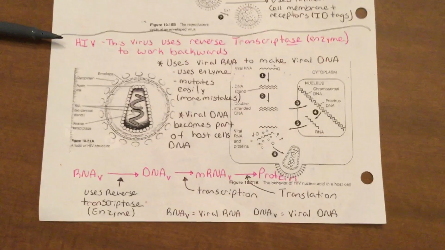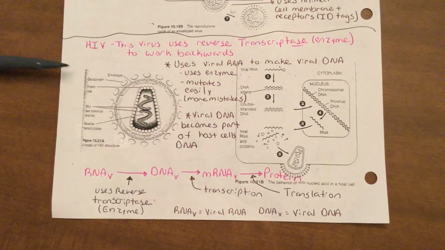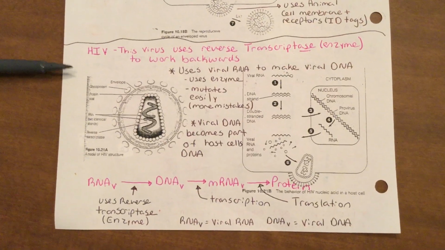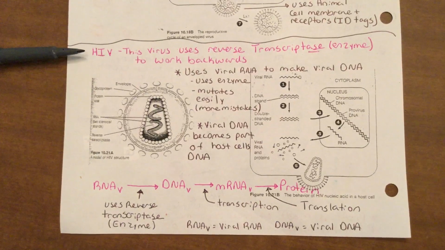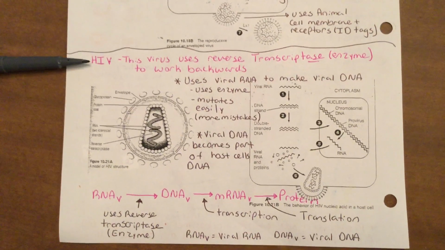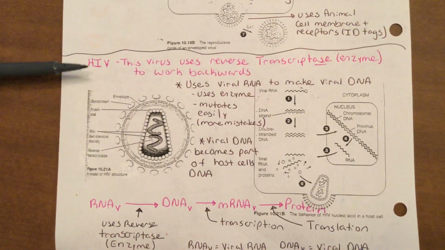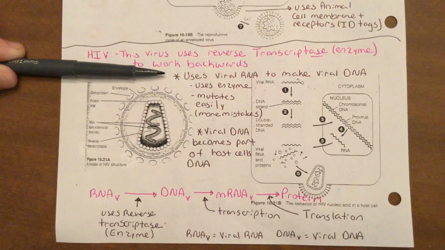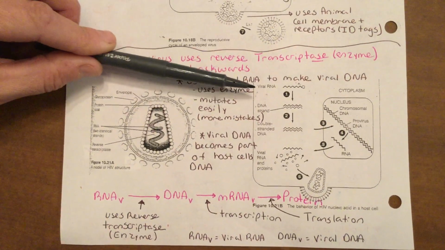Your RNA viruses are a little bit different. So HIV, for instance, is an RNA virus. Because of this, it's going to be putting RNA into our cell, and that RNA has to kind of combine with the DNA. Well, it doesn't happen that easily. So what happens is that this virus is going to use an enzyme called reverse transcriptase, and that enzyme is going to allow this virus to work backwards. So it's going to use viral RNA to make viral DNA. So the viral RNA enters in.